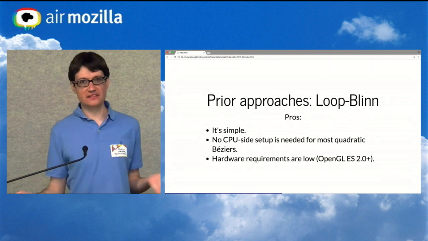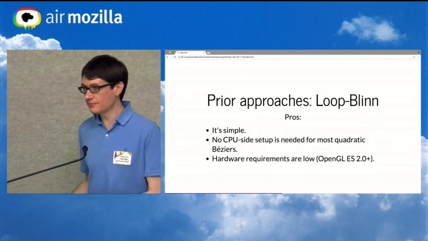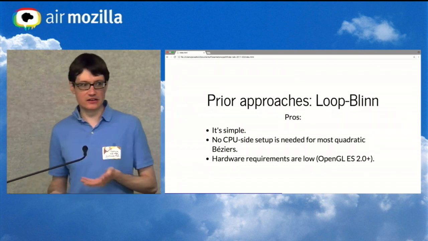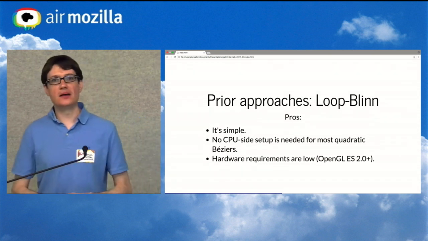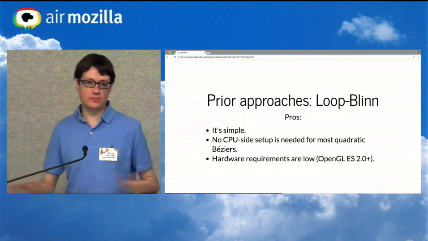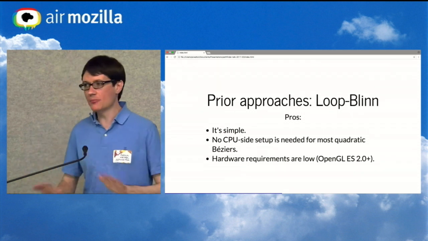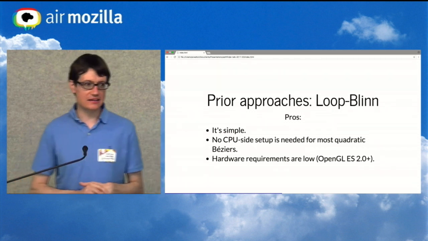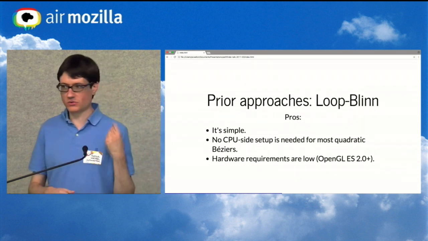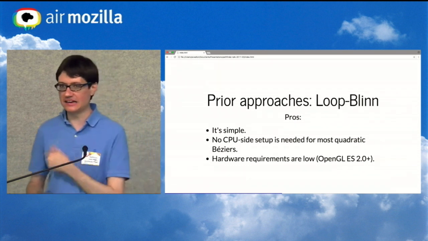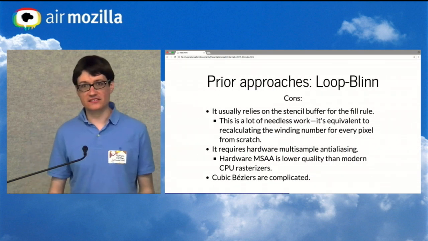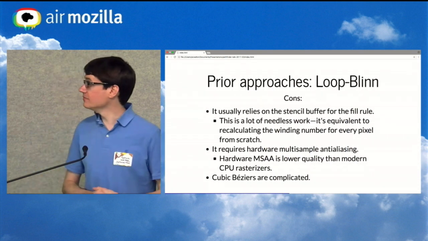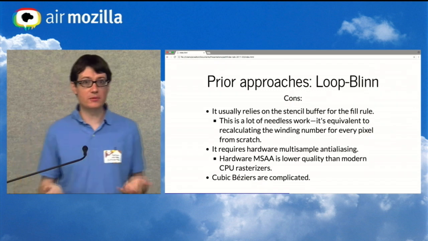What's great about this is that it's simple. You don't need CPU-side setup if you have quadratic Béziers because you just literally draw all the triangles. You draw the control points as though they were triangles. And this works in any GPU with a shader. It doesn't matter how bad the GPU is. The shader is literally squaring a number, subtracting, and checking the sign. Any GPU can do that. So that's why, especially since this came out many years ago, this was very popular at the time.